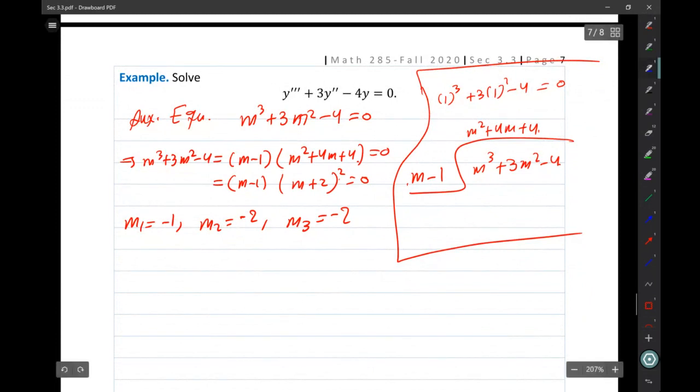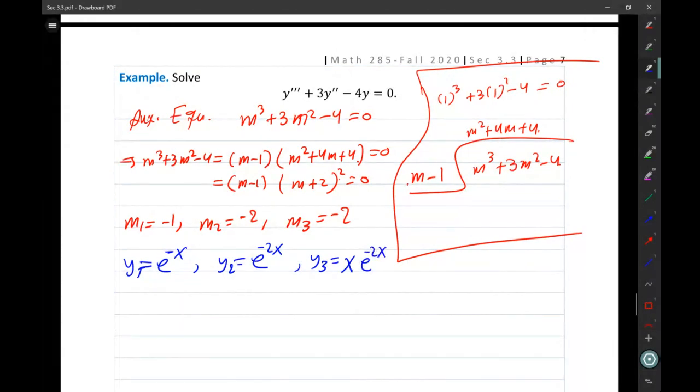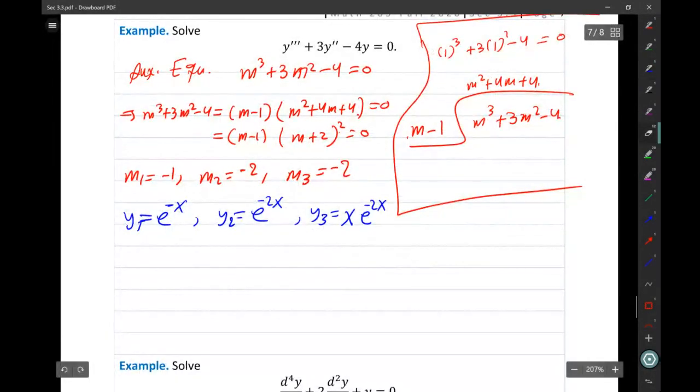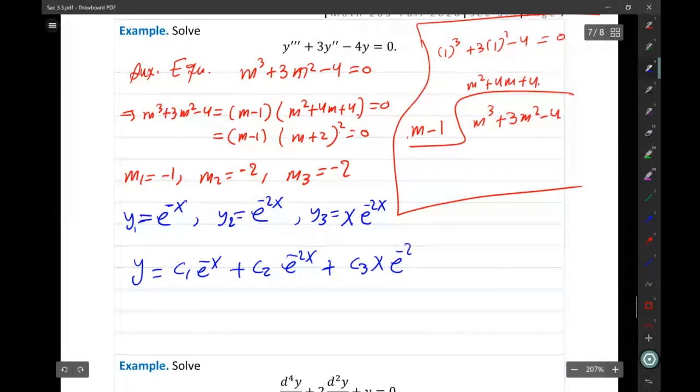Now how can you find the solutions? y1 equals e to the power x, y2 equals e to the power minus 2x. Now y3 equals x e to the power minus 2x. I mean, you have to deal with the distinct case as a distinct case and the repeated as a repeated case. So the general solution y is equal to c1 e to the x, c2 e to the minus 2x, c3 x e to the minus 2x.